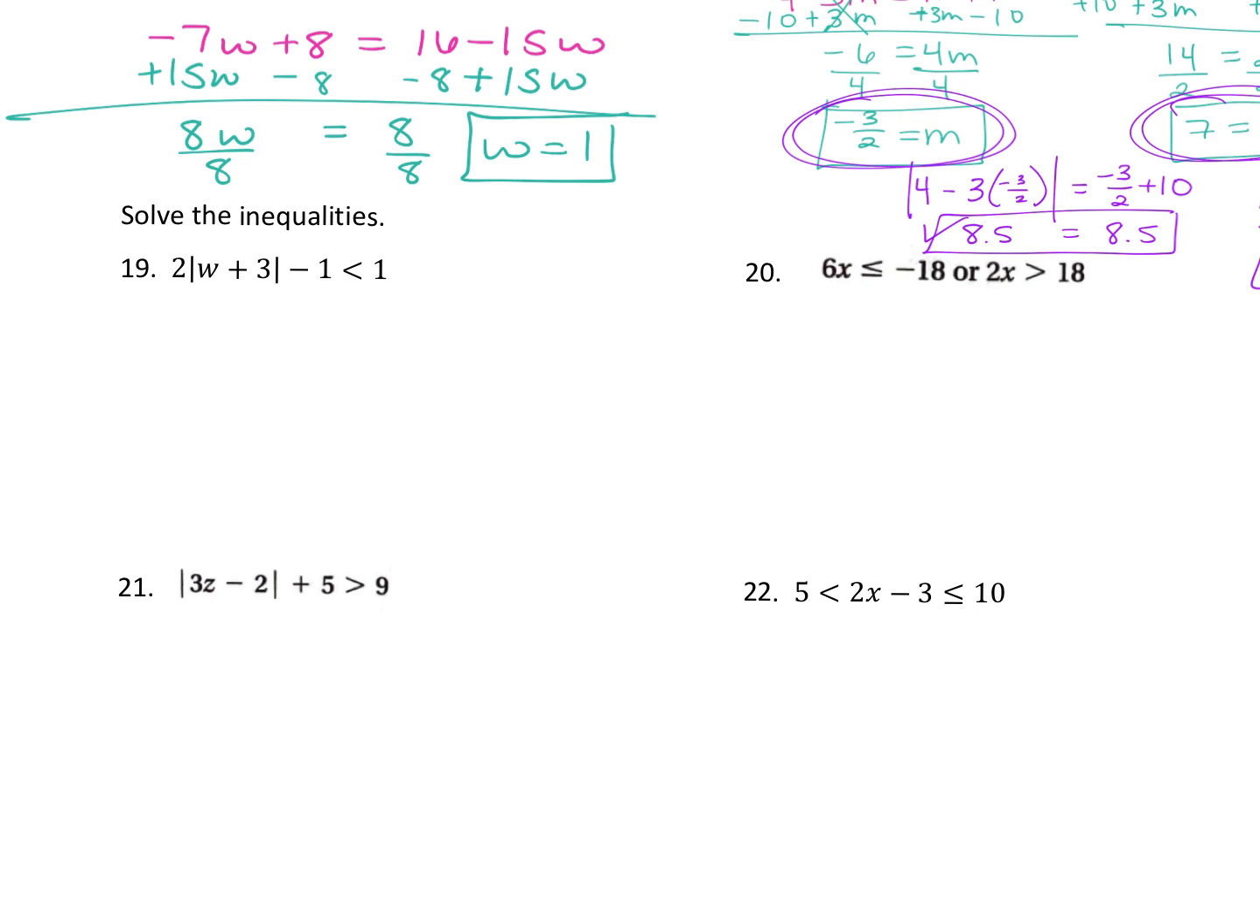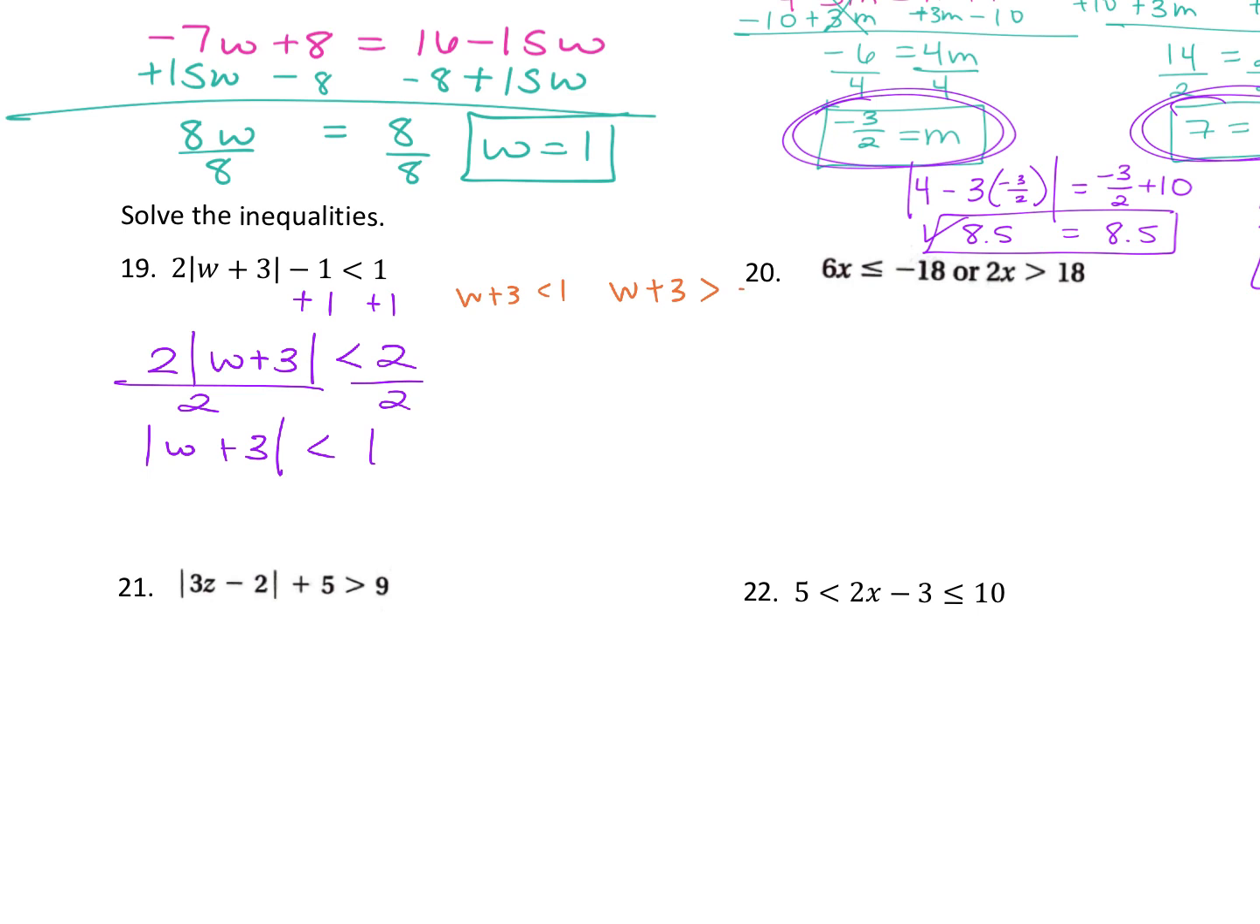So on number 19 here, we're going to add 1. So we get 2 times the absolute value of w plus 3 is less than 2. And then divide by 2. So the absolute value of w plus 3 is less than 1. Now what? Write two. So w plus 3 is less than 1, and w plus 3 is greater than negative 1. So you get w is less than negative 2.